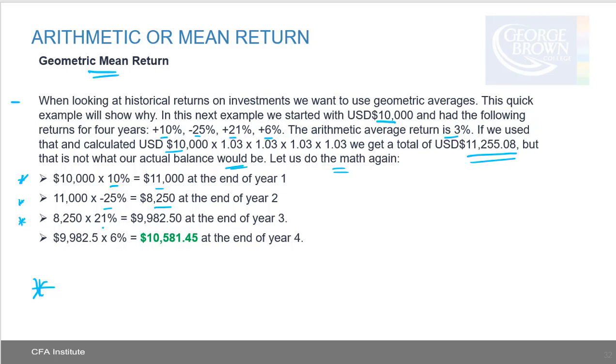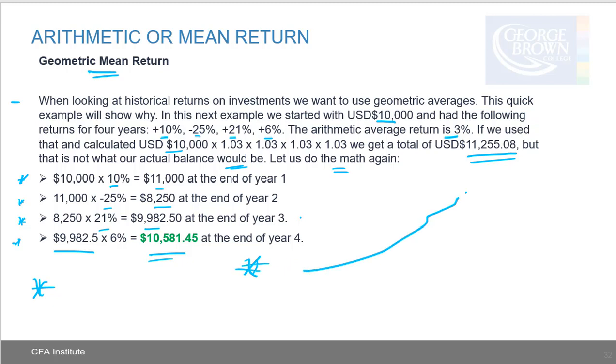$8,250 at the beginning of year 3 times that year 3 21% return, we would have $9,982.50 at the end of year 3. Finally, at the beginning of year 4, we have $9,982.50 times the 6% return for year 4. And you can see here I put in bold and green that at the end of 4 years, we'd have $10,581.45, and that would be our actual balance.